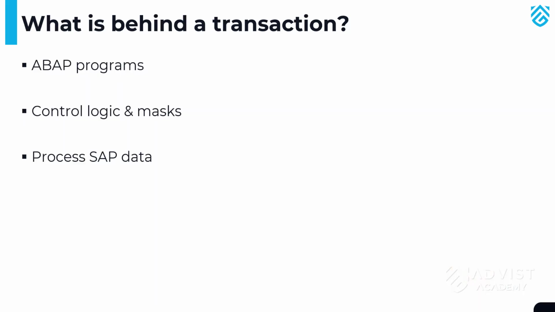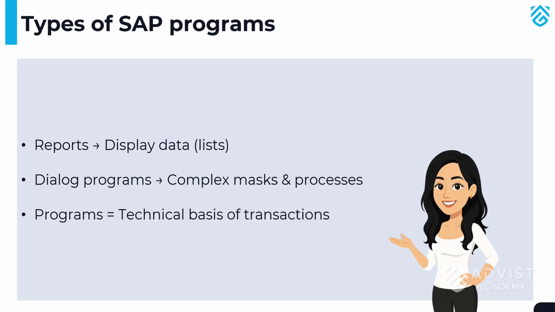Technically, there is a program behind every transaction, usually an ABAP program. ABAP is SAP's programming language, which is used to implement the logic of the system. A program contains the code that determines which data is processed, which masks are displayed, and which functions are available. Programs can be structured in very different ways. A simple report program, for example, is used solely to display data in list form. Other programs are known as dialog programs, which control complex processes and comprise multiple screens and processing steps. Programs thus form the technical basis for the functions that are used via transactions in the SAP system.